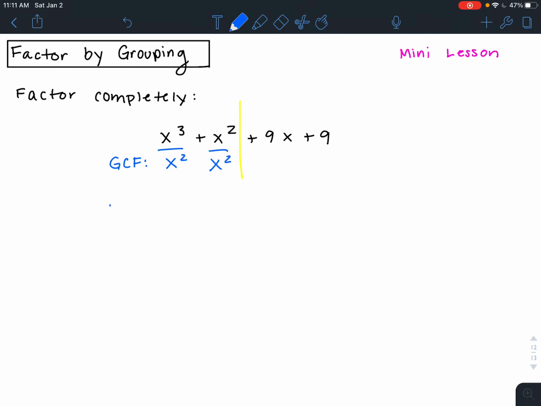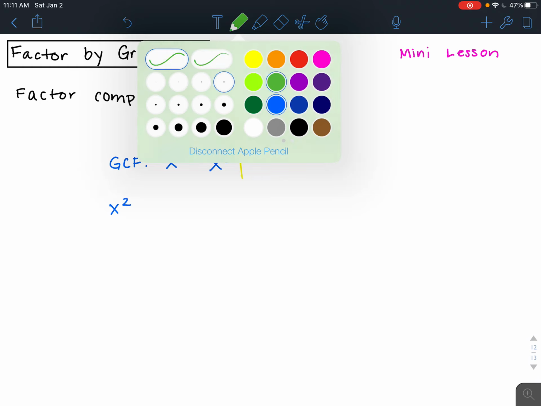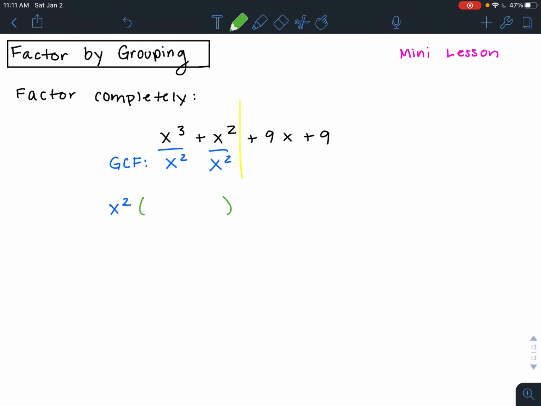So my GCF here is x squared, so I'm going to put that in the front, and then I'm going to write what's left over from that group if I take that away. If I take 2 x's away from x cubed, I have 1 x left over, and if I take x squared away from x squared, I'm left with a 1.